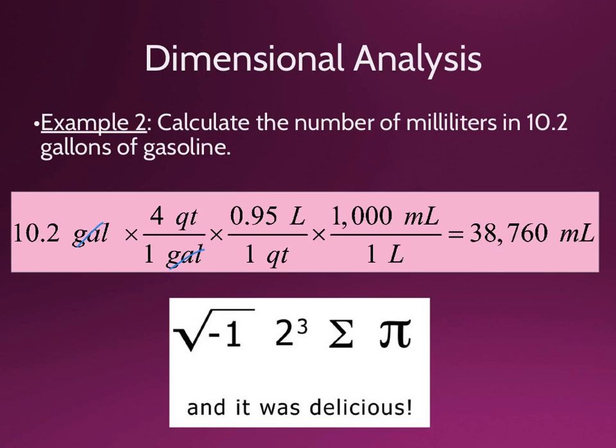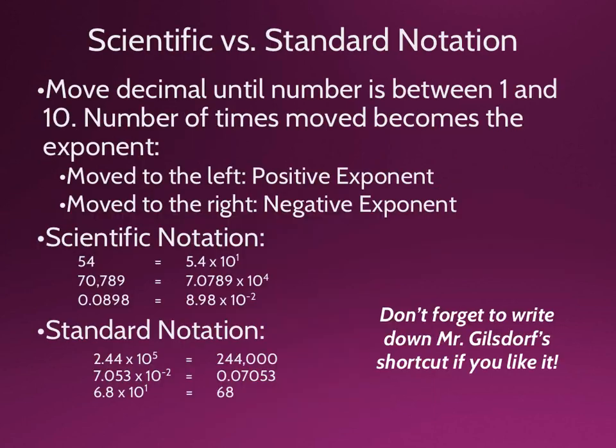Gallons to quarts, quarts to liters, liters to milliliters, okay? And then if every unit cancels out and you're left with just the one that your question asked you for, then you are on the right track, okay? Multiply your numerators, divide your denominators, check to make sure that that is what you would get.